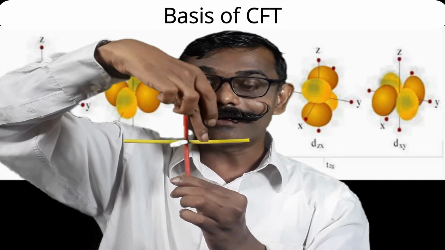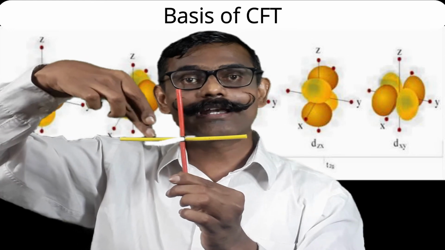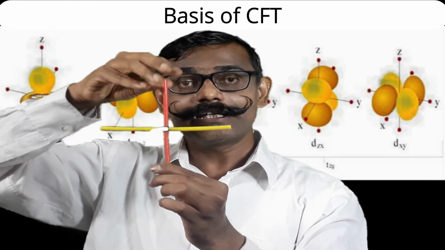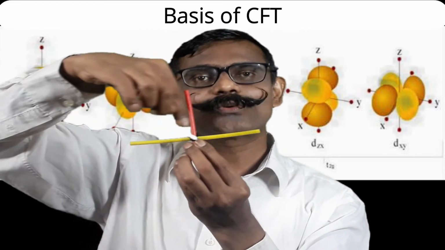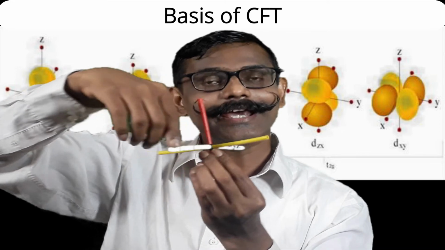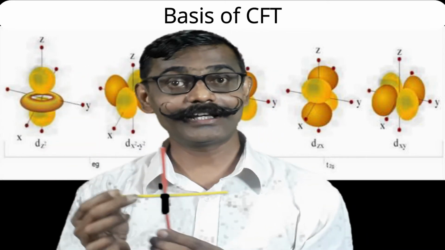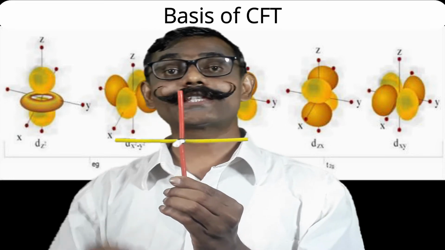So that ring-like structure is in the xy plane. So to understand, this orbital is more along the z axis and it is also there in the xy plane. Not exactly in the x and y direction, but in the xy plane. Is the dz square orbital clear? The second orbital is the dx square minus y square orbital.